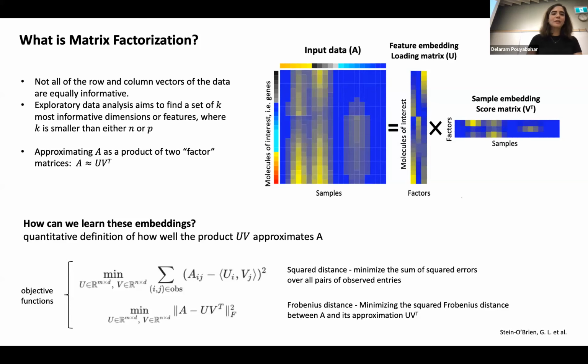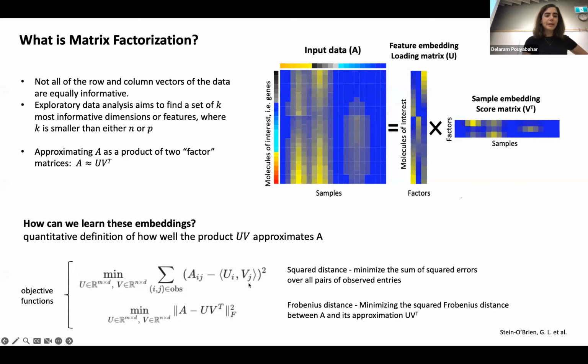The way that they mathematically implement that is that, in order to split the data into these two smaller matrices, like many other machine learning algorithms, they convert the problem into an optimization problem. They want to approximate these two loading and score matrices in a way that their multiplication would be very similar to the input matrix.